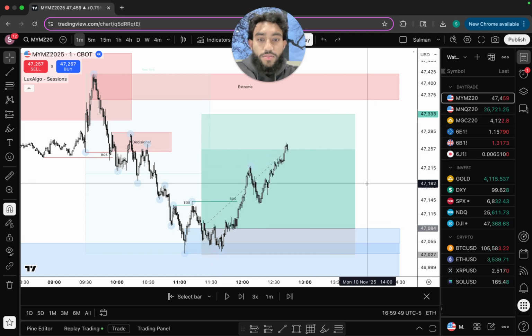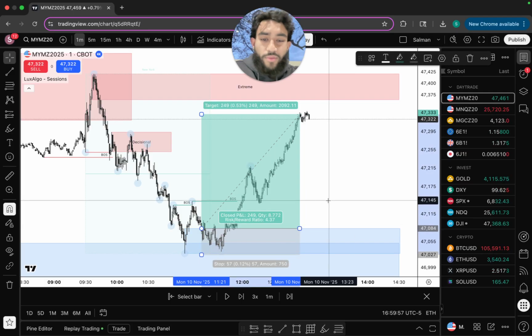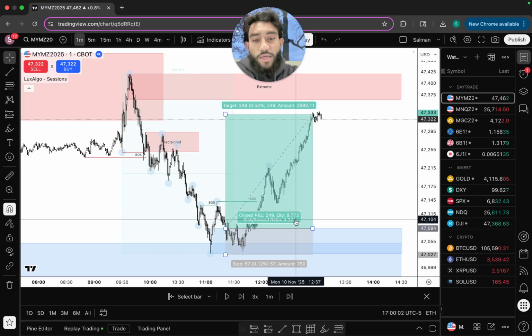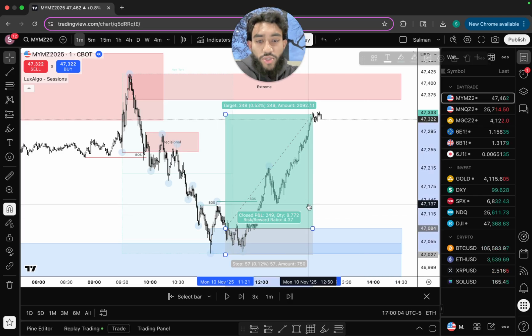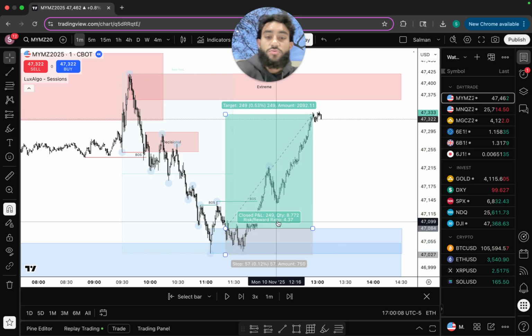So let's see what happens. Price after that just moves bullish, moves bullish. Boom. Goes up. Hits me at my take profit. I'm out of the trade for about 4.3 risk to reward. That means if I risked $1,000 on this trade, I would have made $4,370. That's what risk to reward is.